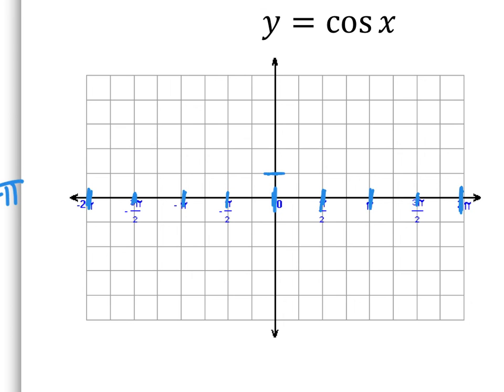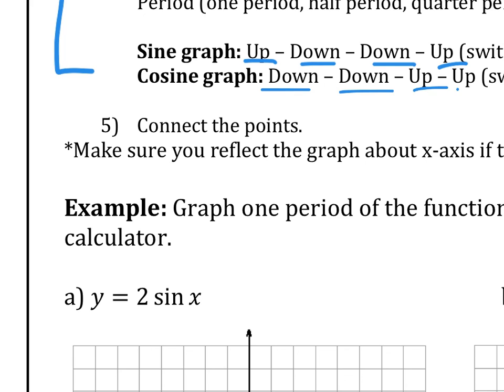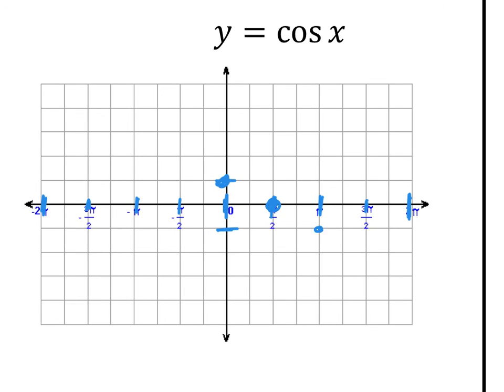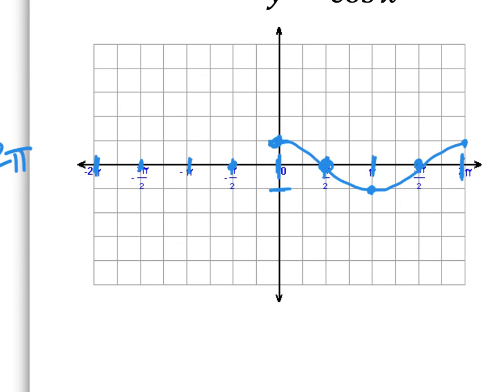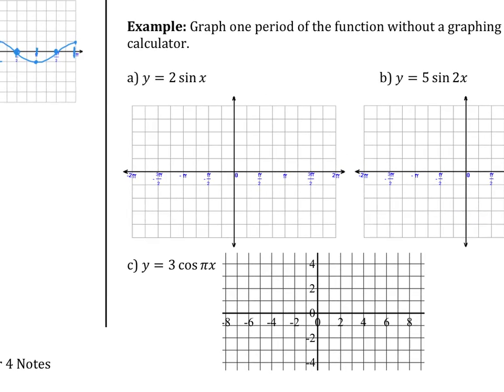And then make marks at the amplitudes. For cosine graph, it starts on the top, and then we're going to go down, down, up, up. So it first goes down, then down, up, up. Connect them. Do the same on the left. Down, down, up, up. Connect the dots. That's it. So this is a very quick review of sine and cosine. Let's go ahead and have you practice.